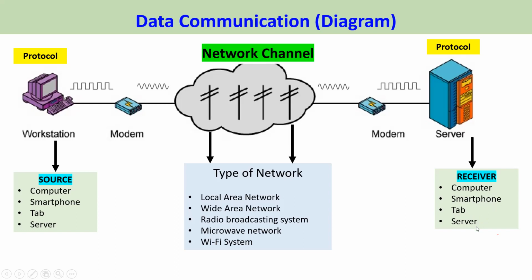In addition to that, in this diagram, you can see another specific word in yellow color: Protocol. What can you say about what this protocol means? Protocol means, in short, a set of rules. Each and every device in the network system should follow the same set of rules and regulations.